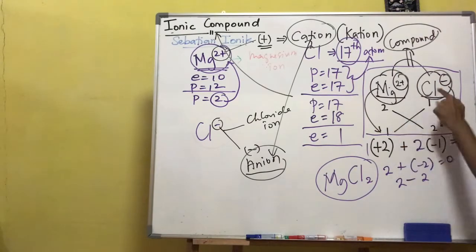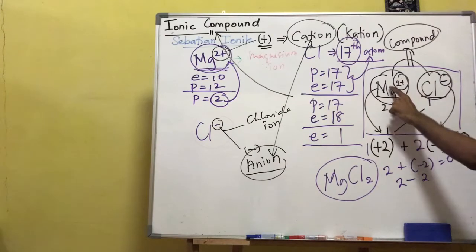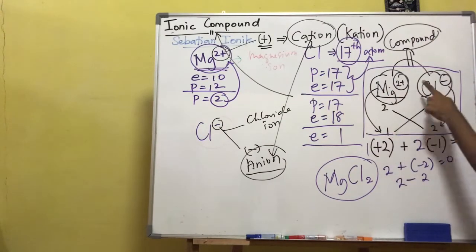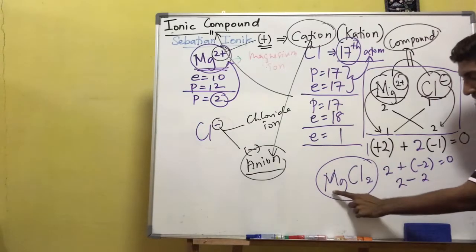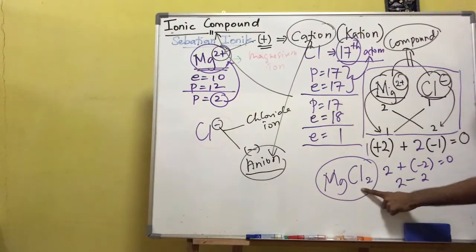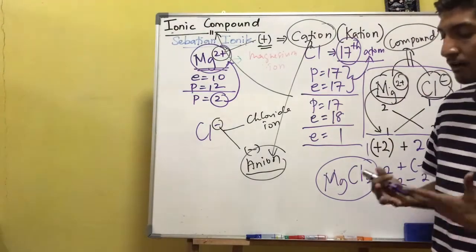We just switch the place. So therefore the 1 goes here and the 2 goes here. Mg is required 1, Cl negative is required 2, so it will also become Mg1Cl2, or we can use this mathematical method. So it is up to you. It doesn't matter how you guys do it.